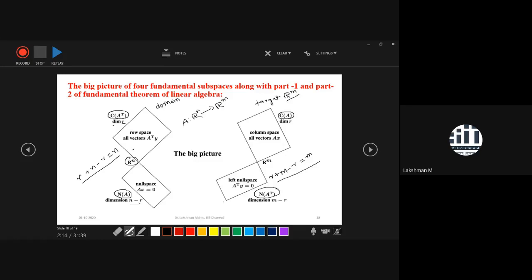Now from this geometry you can easily see that the row space is always perpendicular to the null space of A. That is completing part 2 of the fundamental theorem. And further, you can say the column space of A is perpendicular to the null space of A transpose. So that completes part 2 of the fundamental theorem. Part 3 we will discuss in module 3. So all these are the picture.